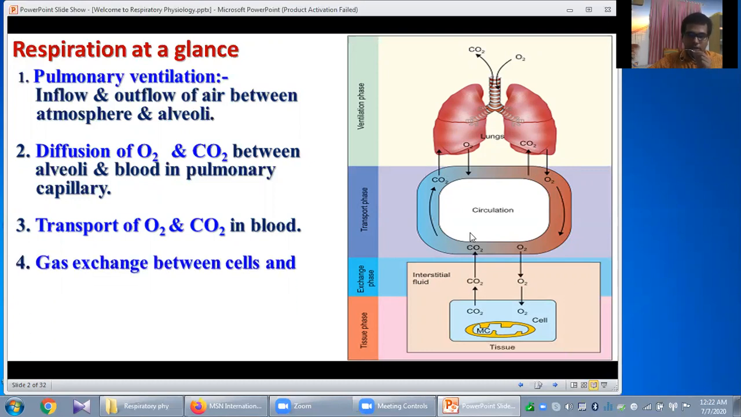And finally, the oxygen will enter into the tissue cells in exchange for carbon dioxide. Carbon dioxide is produced as an end product of metabolism, and then it comes out of the cells. This gaseous exchange across the cell membrane is called internal respiration or cellular respiration. That is the fourth step, the gas exchange between the cells and their surrounding fluid medium. This is called internal respiration or cellular respiration.